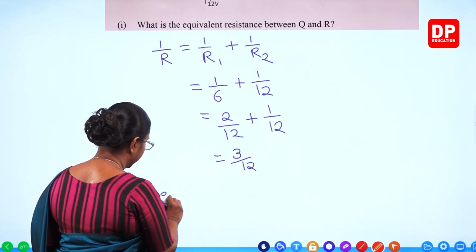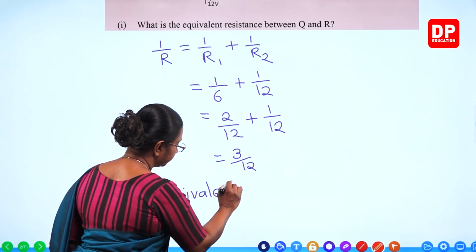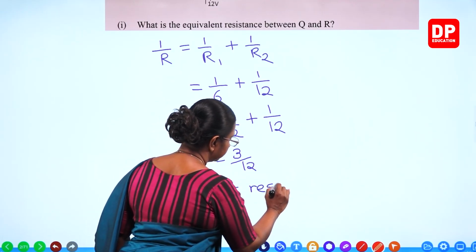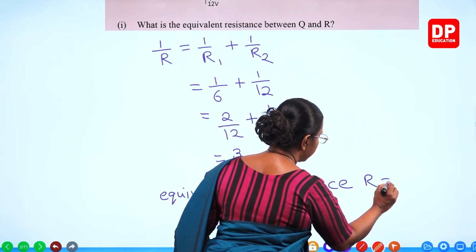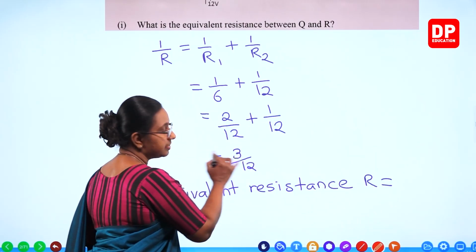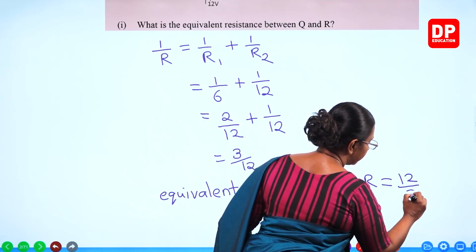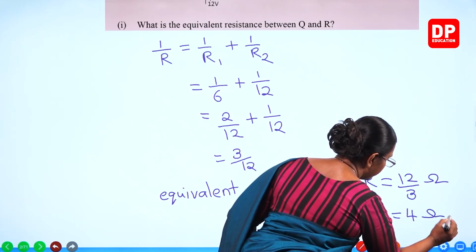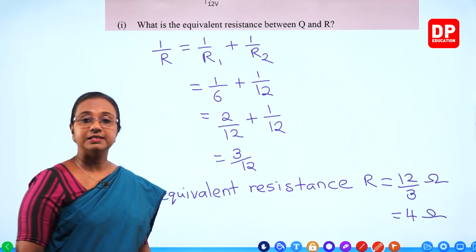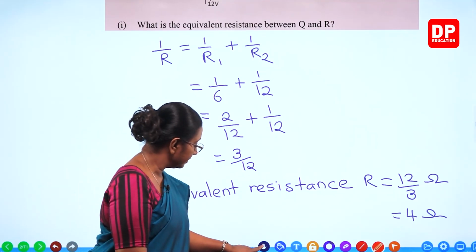Then if we calculate the equivalent resistance R, what do we do? You take the reciprocal of this. So that is equal to 12/3 ohms. That will be 4 ohms. 12 divided by 3, 4 ohms. That is the equivalent resistance.